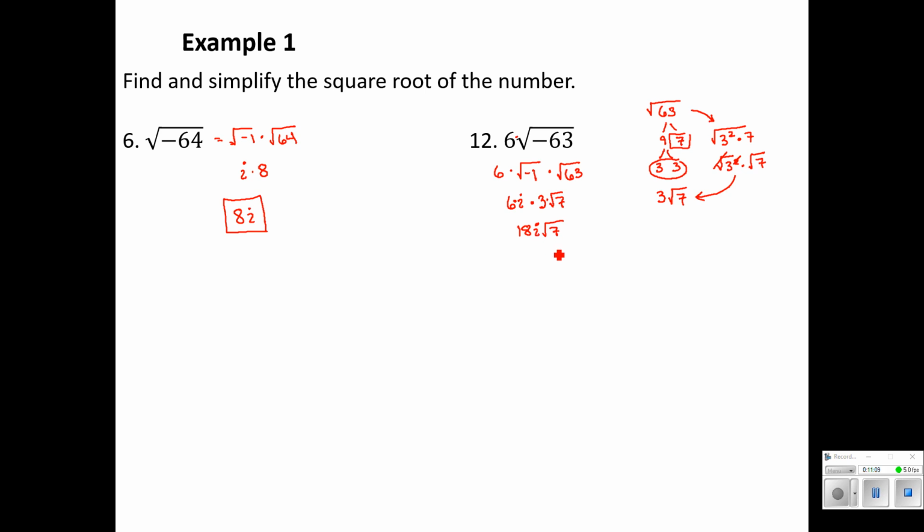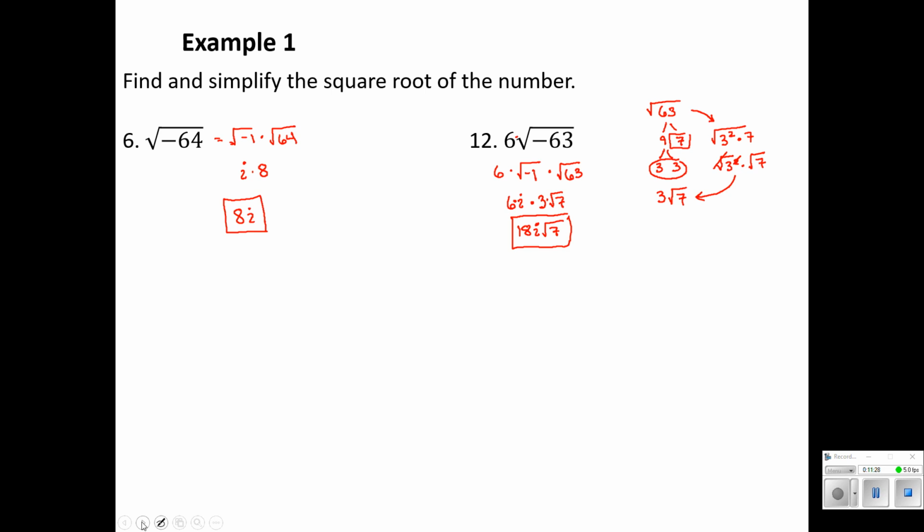Now, I know what you're thinking. Why is the i in front of the square root? Well, it's just so we don't confuse that as being underneath the square root. So if we have an imaginary number that has a square root in it as well, we typically write the i out in front of that square root. So there you have it. Quite a bit of information in that slide.